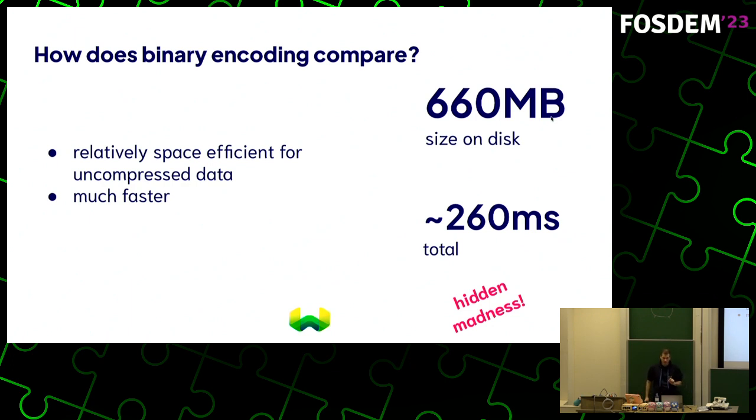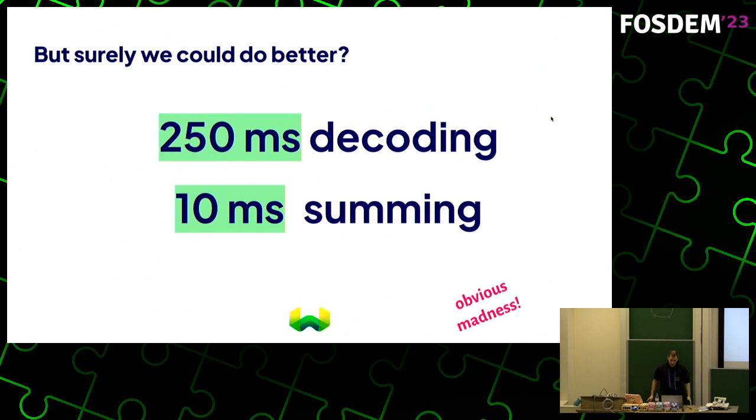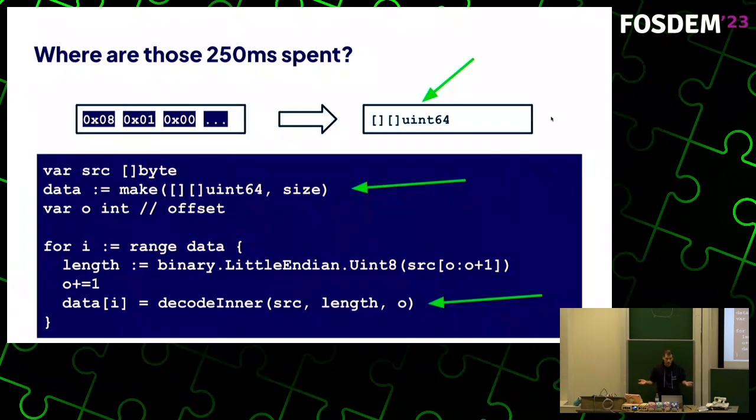But this is our mad journey of building a database, so we're not done here yet, because there's some hidden madness. And the hidden madness is that we actually spend 250 milliseconds decoding while we spend 10 milliseconds summing up those 80 million numbers. So again, we're in that situation where we're doing something that we never really set out to do, like we wanted to do something else, but we're spending our time on doing something that we didn't want to do. So where does that come from?